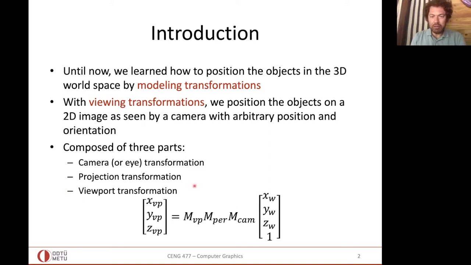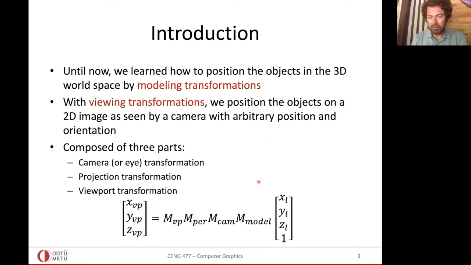In terms of matrices, the world coordinates are obtained after the modeling transformations. Then I apply the camera transformation, which is the first one, then the perspective or orthographic projection transformation, which is the second one, and finally the viewport transformation to get 2D x, y components out of those world coordinates. The Z component is still useful for the ordering, like depth buffer stuff, so the Z component is also valuable here.